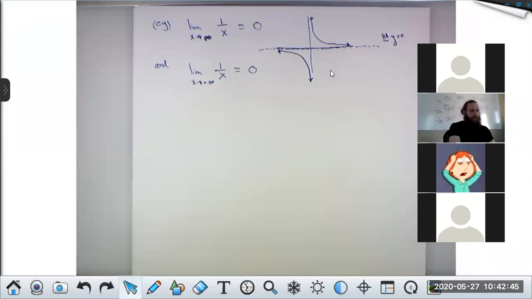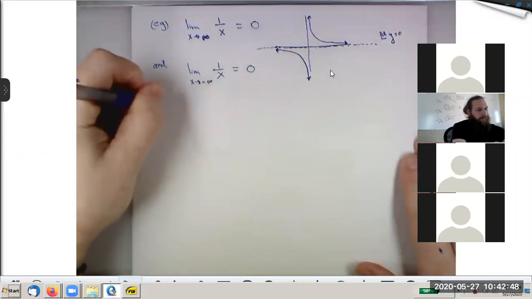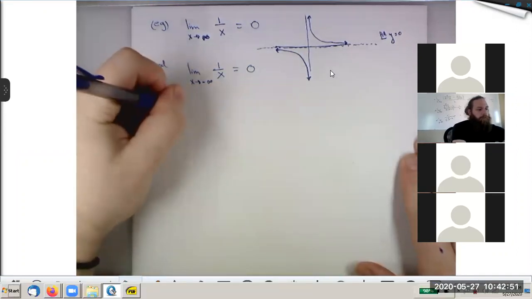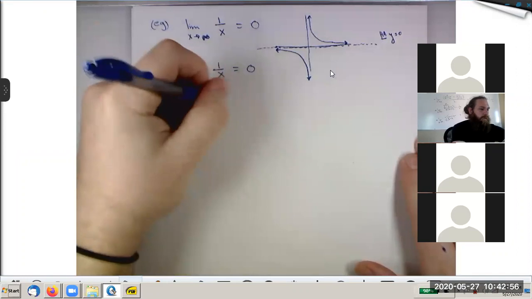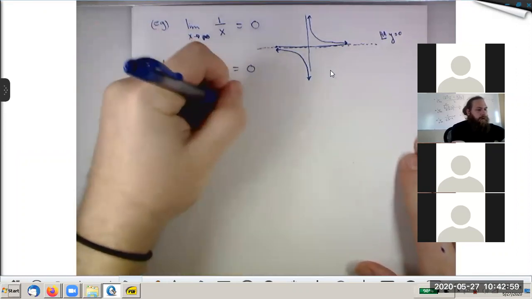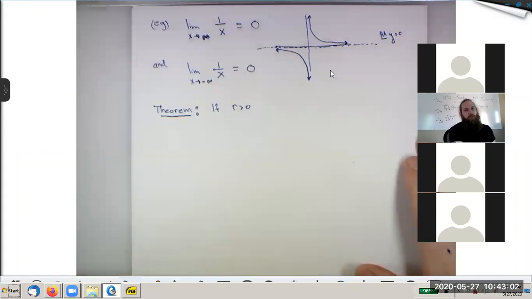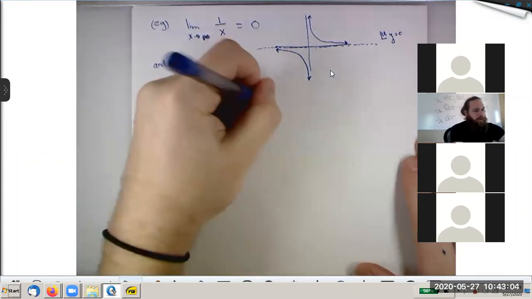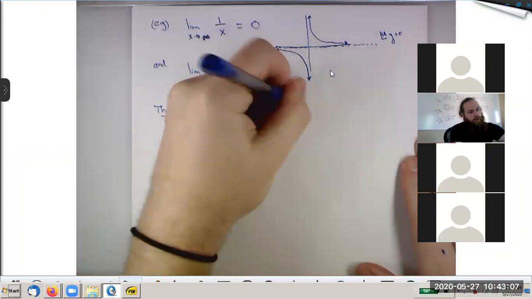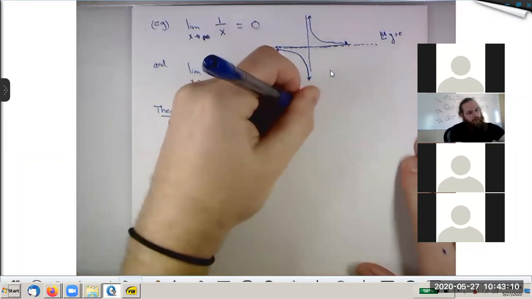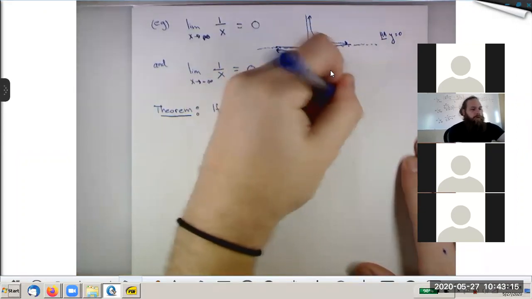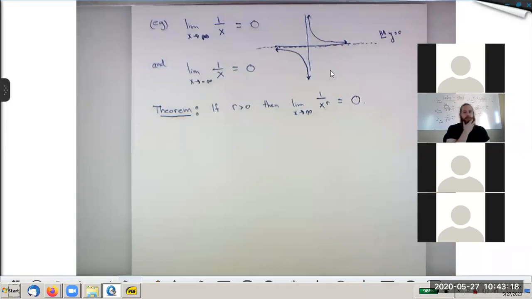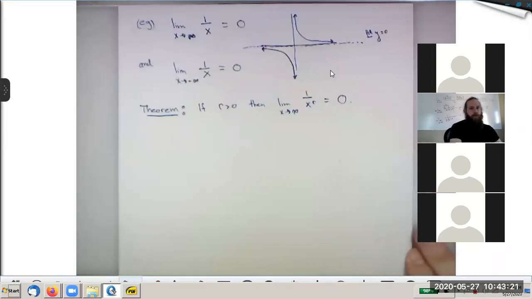In fact, one of our first theorems. If r is a positive number, any positive real number, then the limit as x goes to infinity of 1 over x to the r is equal to 0. This is an important theorem, and we should recognize why this is true.